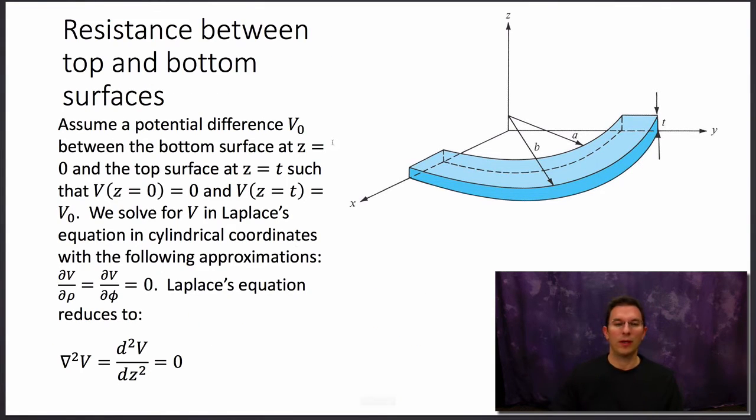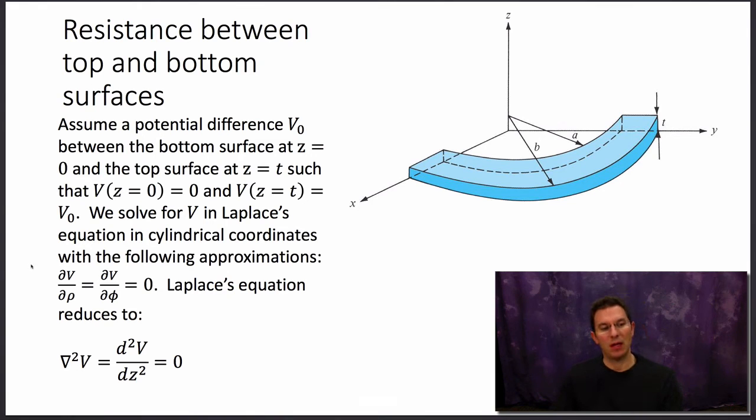Okay, step 2, we'd like to know the resistance between the bottom flat surface there and the top flat surface at z equals t. So it's the same game. We're going to assume a potential difference of V naught between the surface at z equals 0 right here. So we're going to set the potential at z equals 0 to 0 and the potential at z equals t to V naught. Now we need to solve for the potential in Laplace's equation in cylindrical coordinates once again with the following approximations.